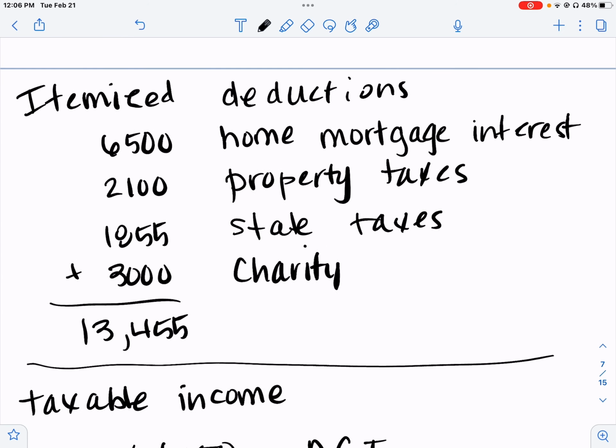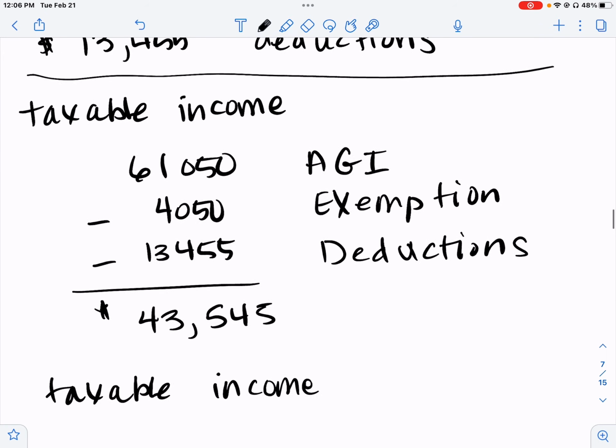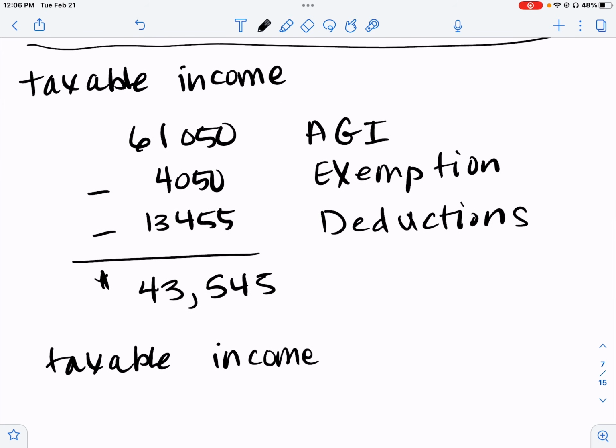But first we have to subtract our deductions, the itemized deductions: the interest, the property taxes, state taxes, and charity all count as deductions. So the taxable income is the AGI minus the exemption and minus the deductions. So this is what we're going to pay taxes on.